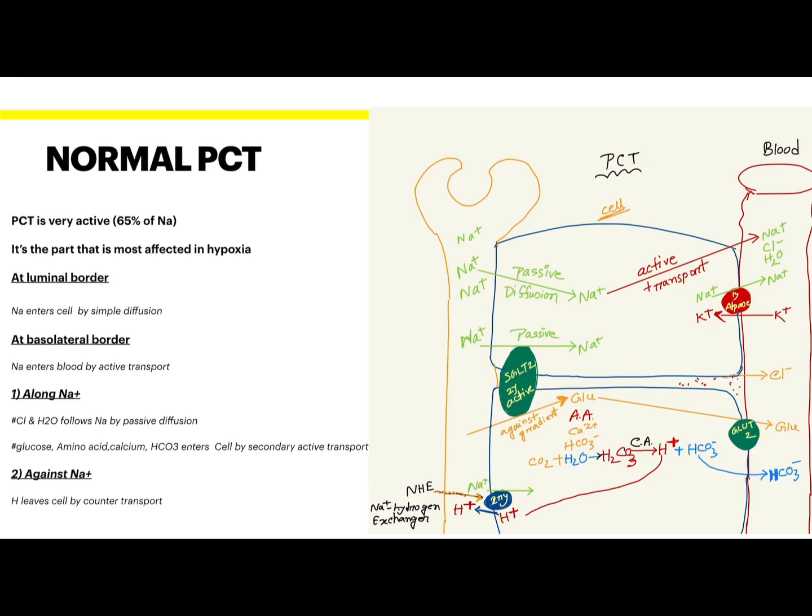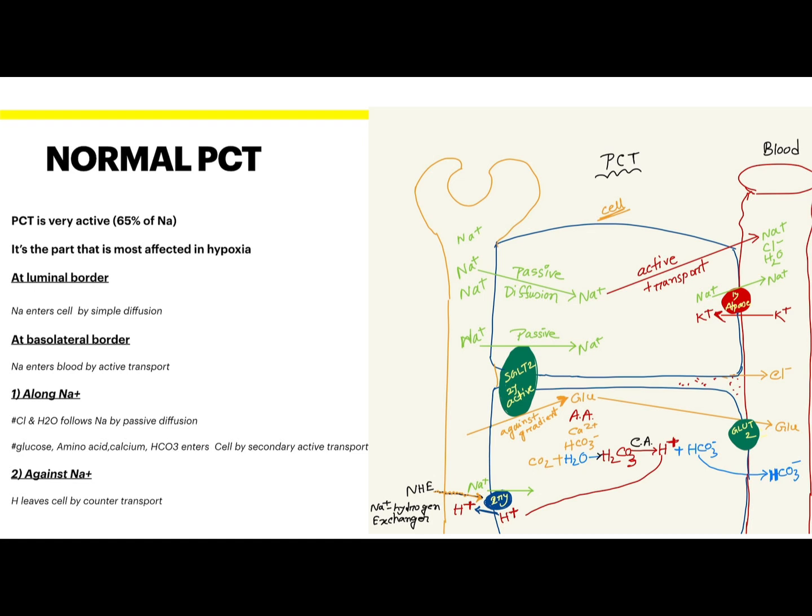What is the function of a normal PCT? The PCT is very active, which reabsorbs about 65% of total sodium. So sodium goes from here to here by passive diffusion because the tubular fluid has a higher sodium load than the cell. That's why sodium enters from the luminal side into the cell by passive diffusion. Again, sodium goes from here to here by primary active transport. In this case, there is a sodium potassium pump along the basolateral surface by which sodium enters into the blood and in exchange potassium enters into the cell.